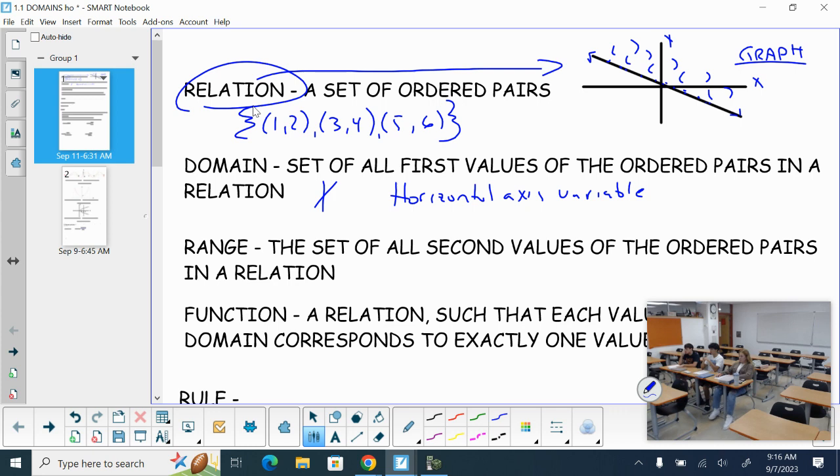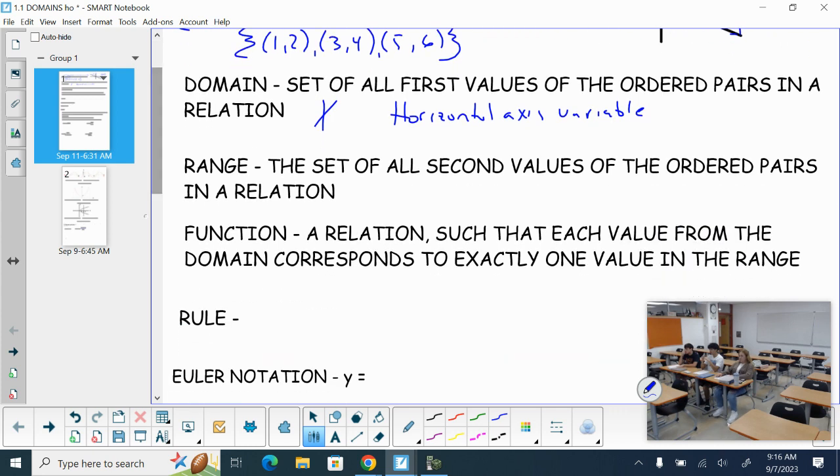The range is a set of all second values. The set of all second values of the ordered pairs of the relation. Typically, this is y. Vertical axis.